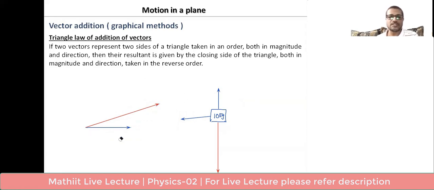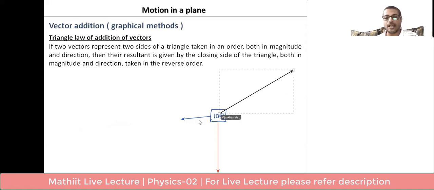So now let me remove this and bring this vector back. This is the resultant of the first two vectors. Now I have to add this to the next vector. So what I do is I'll bring this next vector here, bring this vector here, and I have to add it taken in an order. Then the resultant is given by the closing side of the triangle taken in the opposite order, tail to tail, head to head. So now these vectors are also added. So now this is the remaining vector. Now to this vector, I have to add this vector.